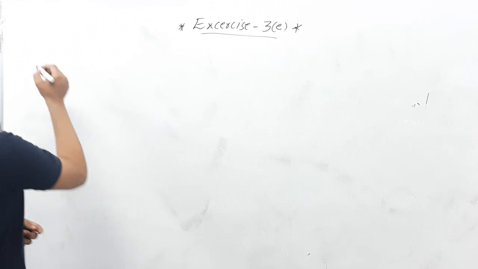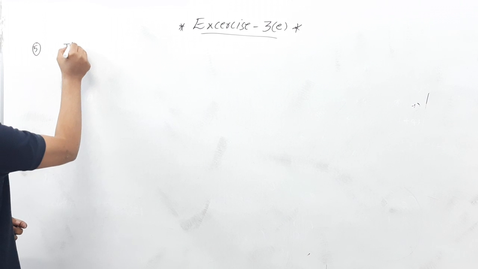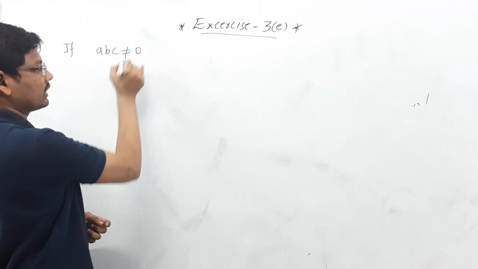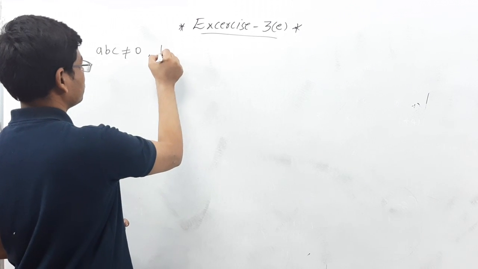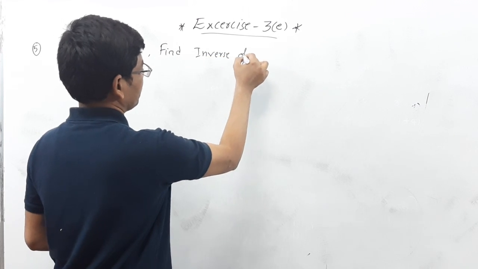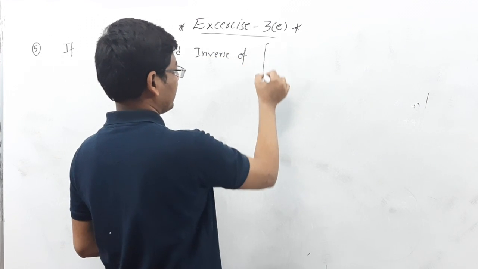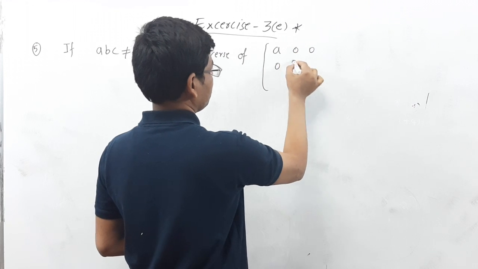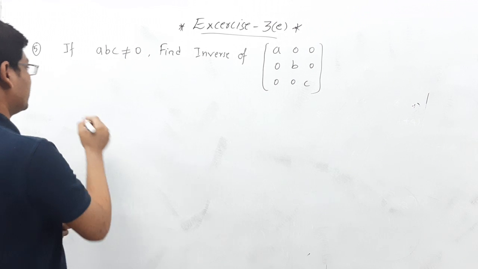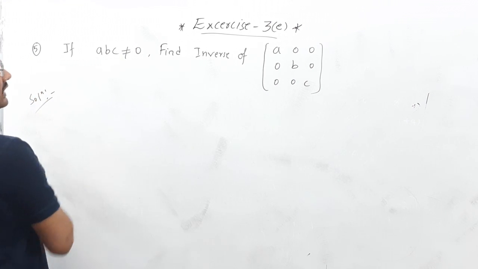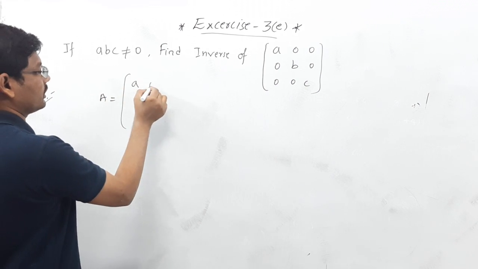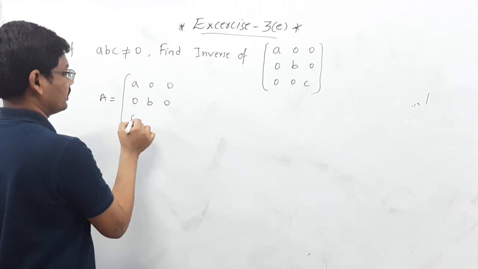Fifth question: if A into B into C, that is ABC, is not equal to 0, then find the inverse of the matrix A 0 0, 0 B 0, 0 0 C. And here the solution: it is given as a 3 by 3 matrix, that is a diagonal matrix. Given that A is equal to A 0 0, 0 B 0, 0 0 C.